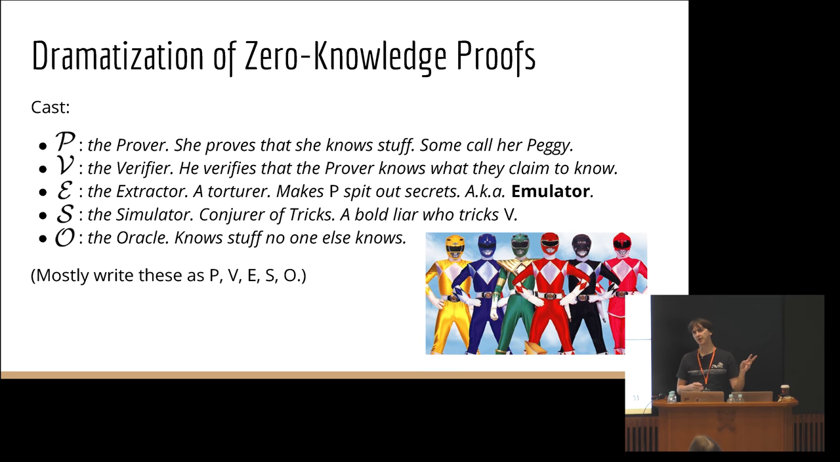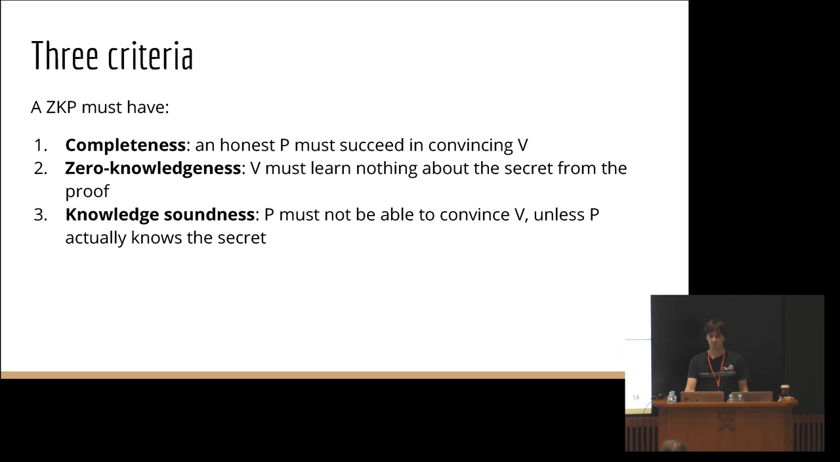We have the simulator, finally, who's also a bad guy, just like the extractor, sorry. And the simulator is a conjurer of tricks. It's a bold liar, and they trick the verifier in various ways. And then there's Oracle, O. I will not write these in these fancy math cal backslash ways. I will just write them as capital P, V, E, S, O, but I will use them non-italic to separate them from public key stuff.